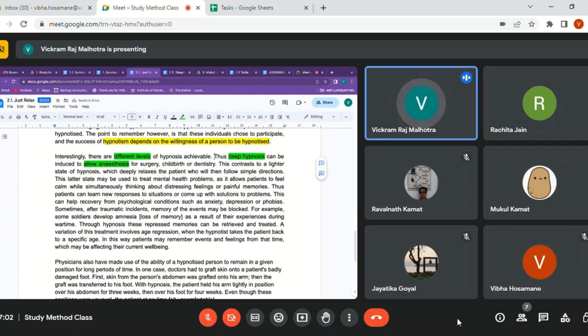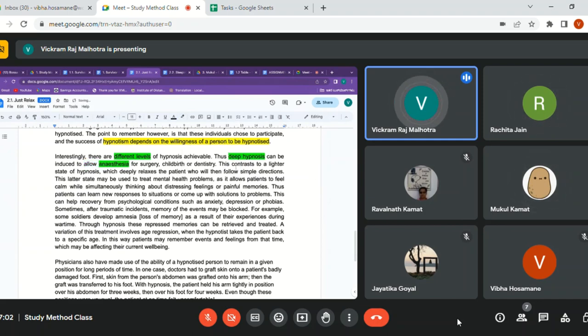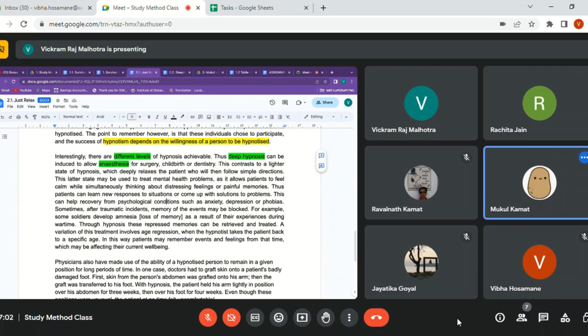Now, one second. This sentence talks about anesthesia. Thus, deep hypnosis can be induced to allow anesthesia for surgery, childbirth, and dentistry. There are different levels. And at which level can anesthesia be achieved? At a shallow level or at a deep level? Deep level. Yeah. So if I just highlight deep hypnosis, but not anesthesia, it will be incorrect. You will not get the correct idea. Now see, when I say deep hypnosis, anesthesia, you get the connection? Yes. Okay. Please continue. This contrasts to a lighter state of hypnosis, which deeply relaxes the patient, who will then follow simple directions. Yeah, deep hypnosis is for anesthesia.